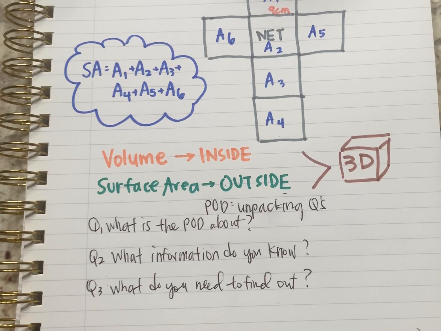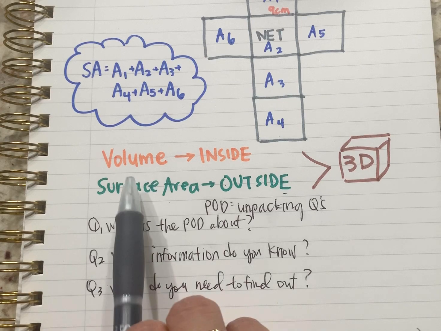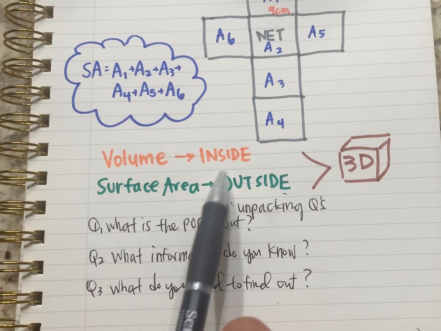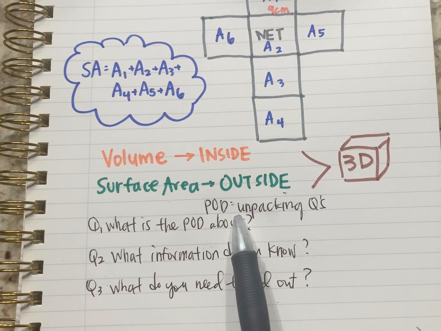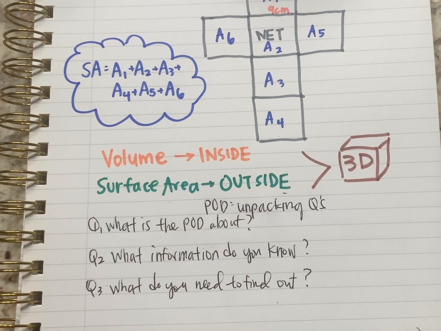So, as we recall, we said that surface area deals with the outside of a 3D object. In the case of this POD, the 3D object is what? Go ahead, you can say it out loud like we're in class. That's right. The 3D object in the case of our POD today is the gift box that Andrea has ready for Paola's birthday.